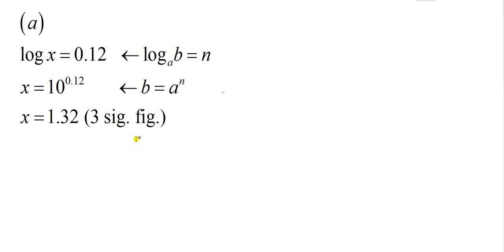And now let's move to part B. When it comes to part B, you can see that there are variables in the index on both sides. 10 to the power x equals 3 to the power x plus 1. If you want to move the variable from index to the coefficient, you need to take log on both sides. But the problem is, what is the base you choose?